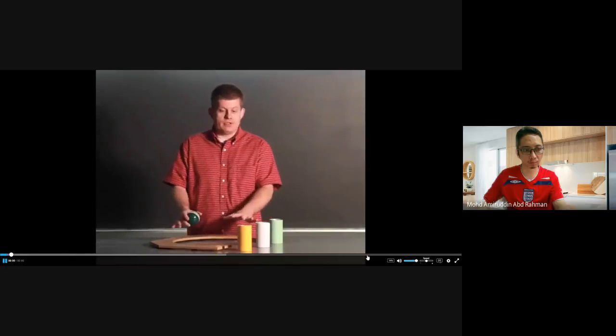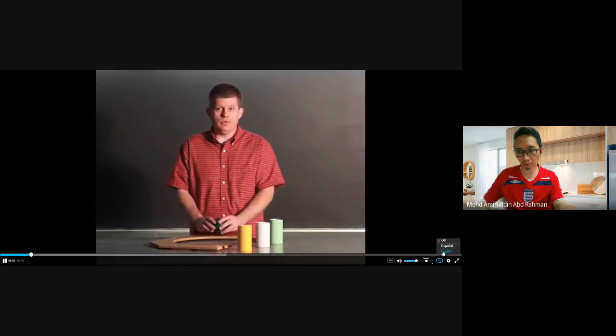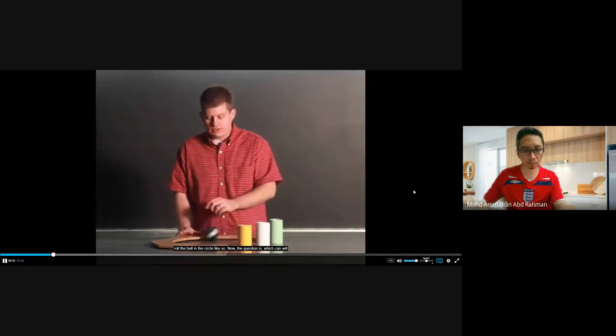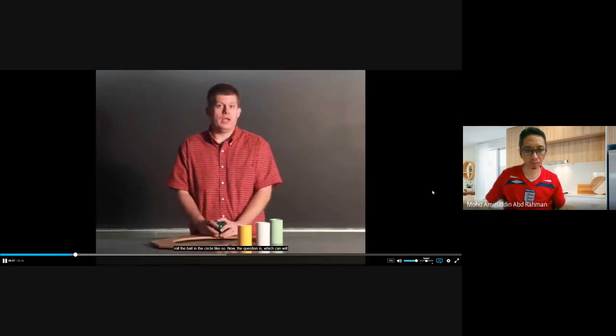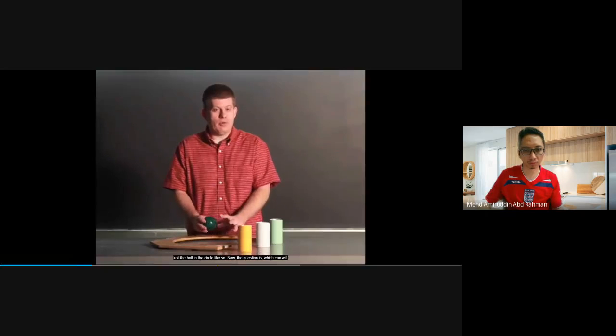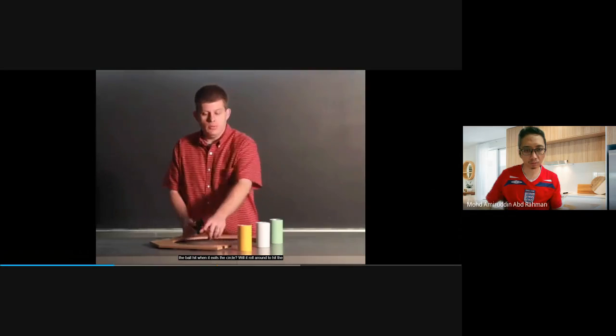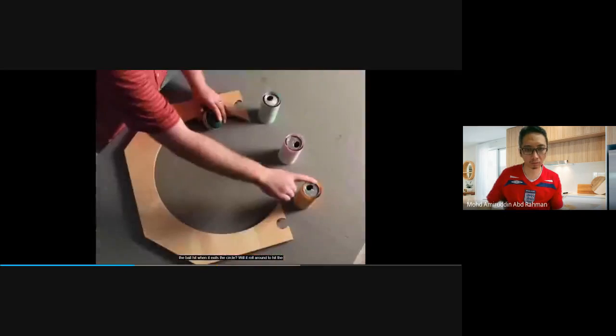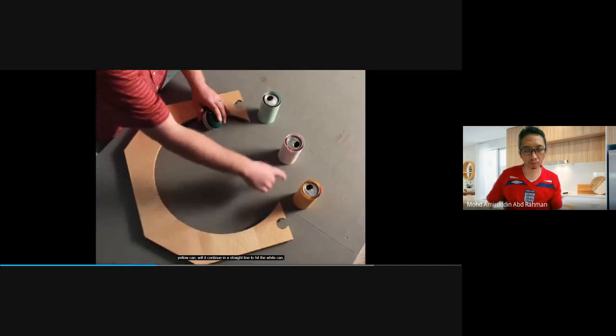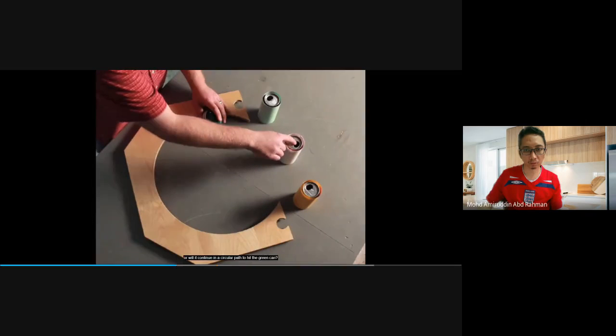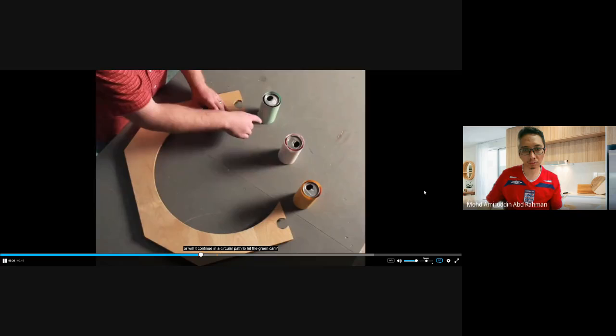Here I have a circle with a segment of the circle removed, and I'll roll the ball in the circle like so. Now the question is, which can will the ball hit when it exits the circle? Will it roll around to hit the yellow can? Will it continue in a straight line to hit the white can? Or will it continue in a circular path to hit the green can?